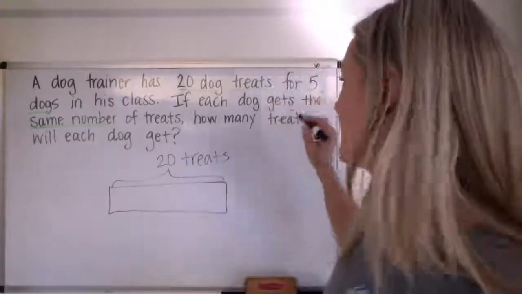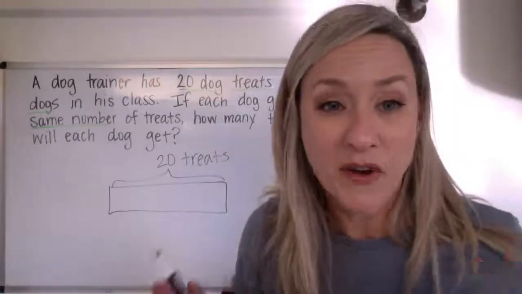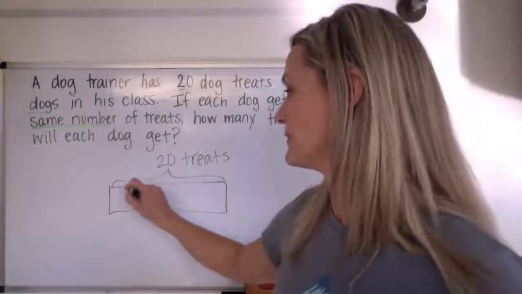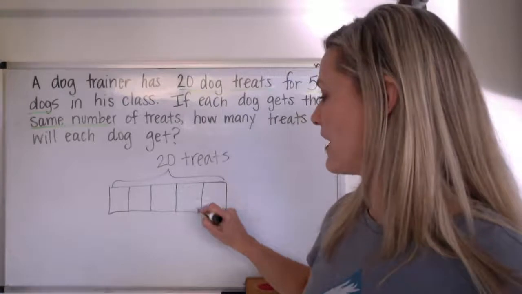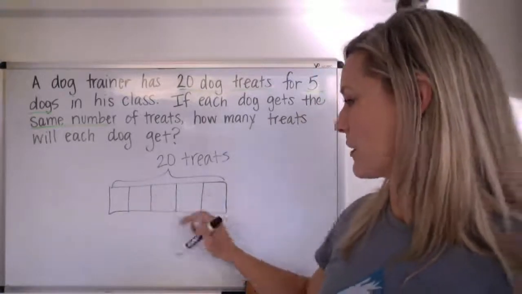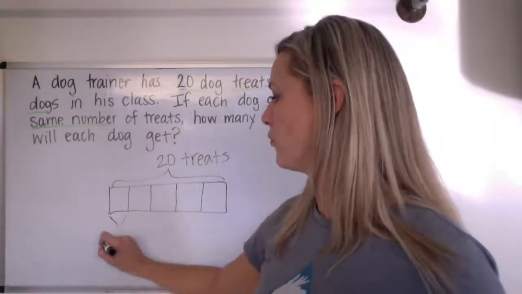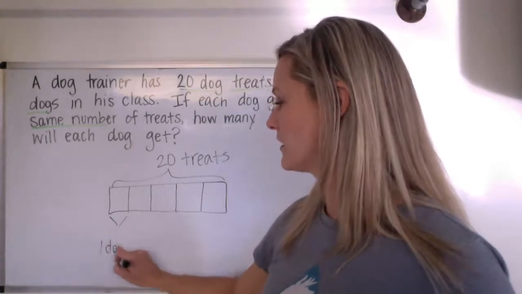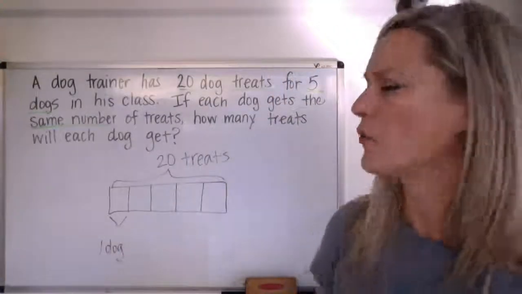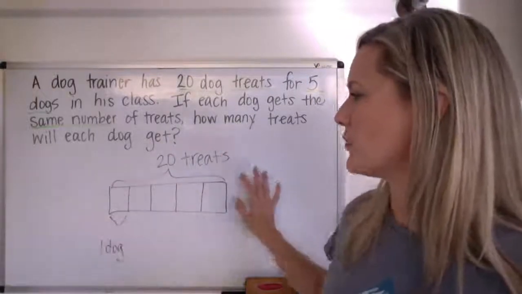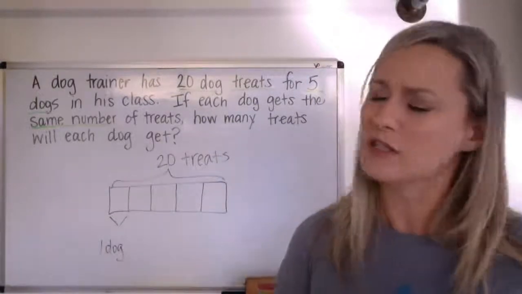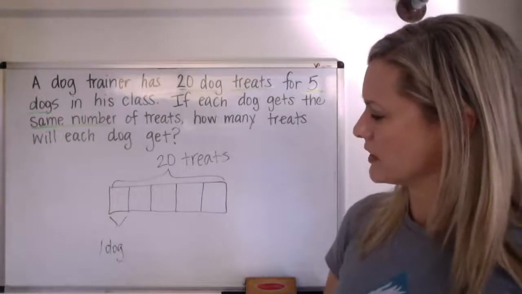All right, so we've got 5 dogs in his class. So here we go. 1, 2, 3, 4, 5. So each section here represents 1 doggo, right? Okay, so we could solve this in a few different ways, but I want you to think, what is this showing you right now? So as you're looking at the model, what is it showing you, and what can you figure out from it?